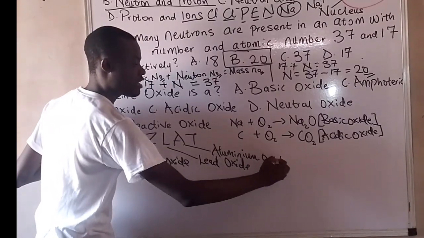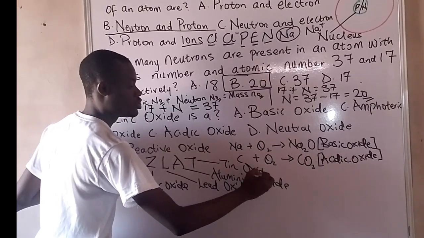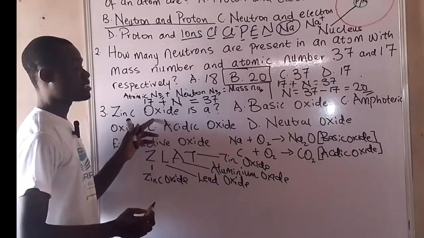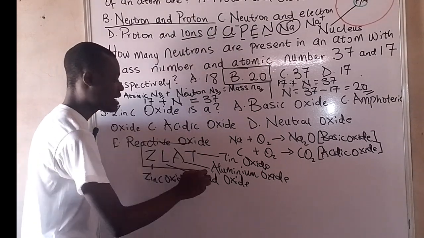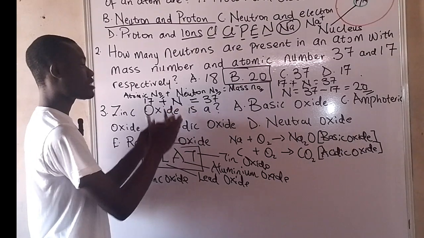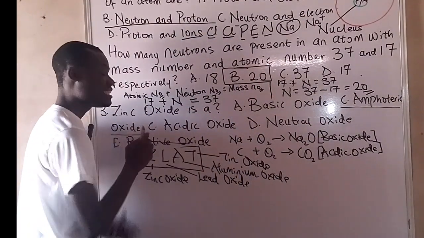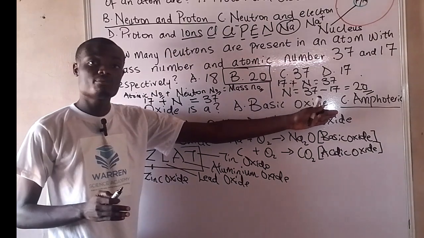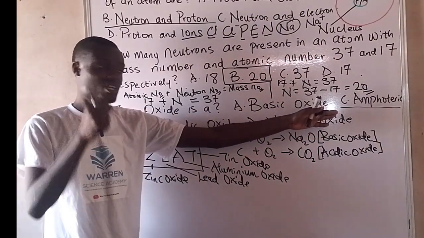Then the T we have here stands for tin oxide. So we can therefore answer this particular question, which is: zinc oxide is what? Now from our acronym, we now know that zinc oxide is an amphoteric oxide. So the answer to this particular question becomes option C. Why is it an amphoteric oxide? Because it has the ability to behave like an acid and also as a base.